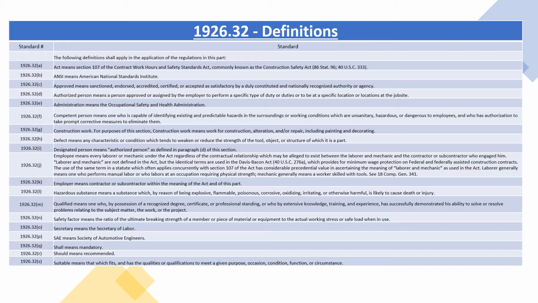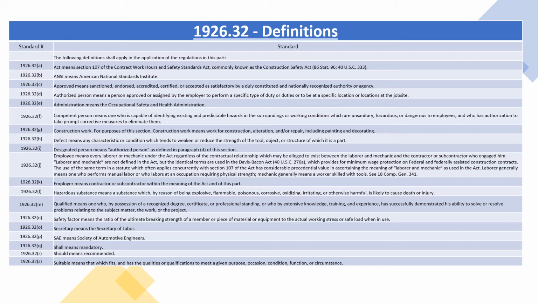(d) Authorized person means a person approved or assigned by the employer to perform a specific type of duty or duties or to be at a specific location or locations at the job site. (e) Administration means the Occupational Safety and Health Administration. (f) Competent person means one who is capable of identifying existing and predictable hazards in the surroundings or working conditions which are unsanitary, hazardous, or dangerous to employees, and who has authorization to take prompt corrective measures to eliminate them. (g) Construction work. For purposes of this section, construction work means work for construction, alteration, and/or repair, including painting and decorating.